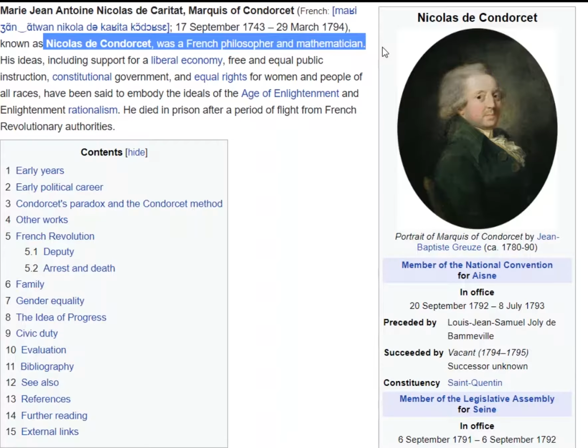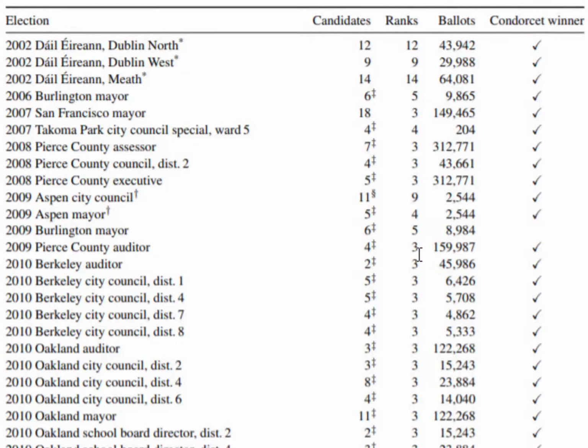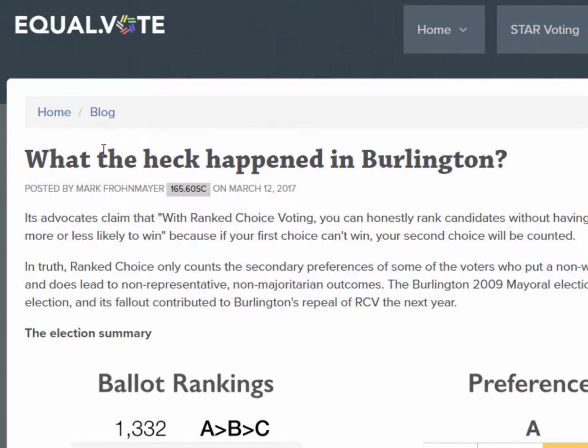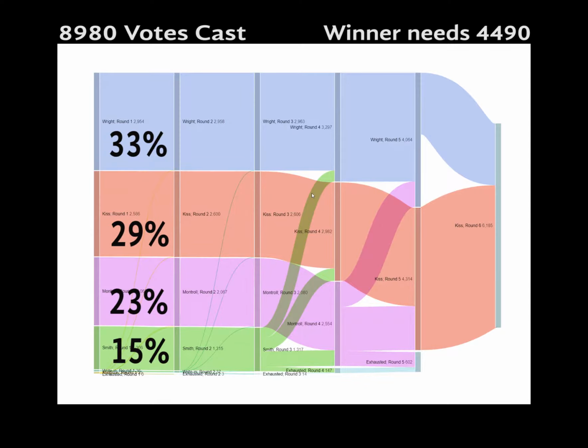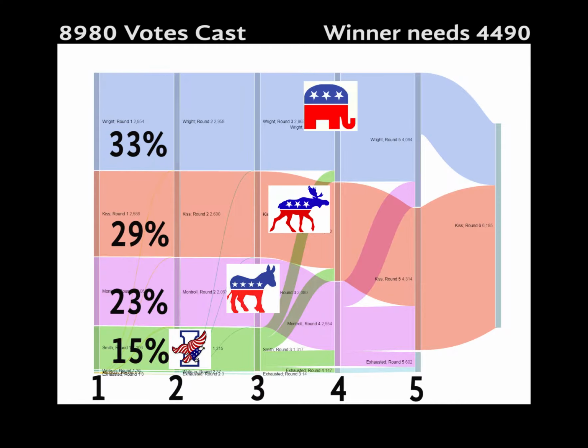To make sense of this, let's go back to the beginning. And it's a good question to ask. What happened in Burlington? What's the big deal? Why did this modern Vermont city decide to reverse itself and move away from instant runoff voting and ranked choice ballots? From here you can see the system worked the way it was supposed to.